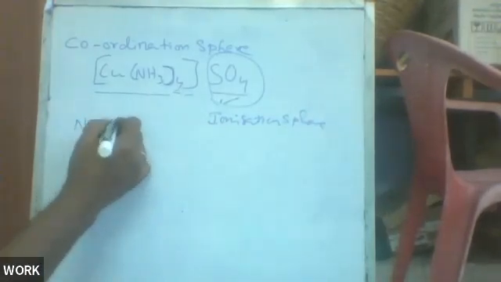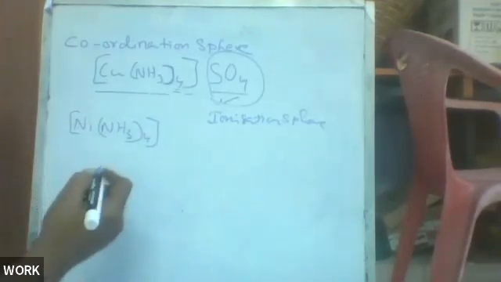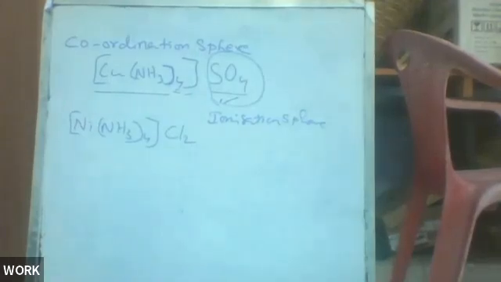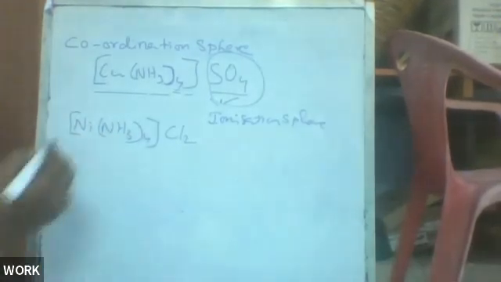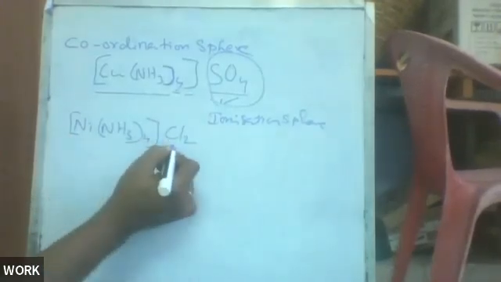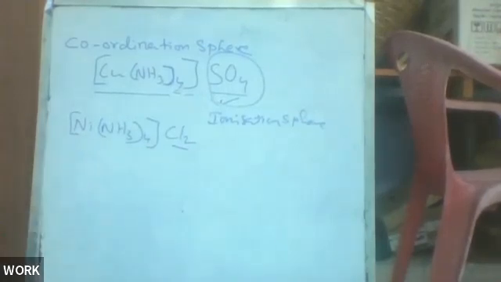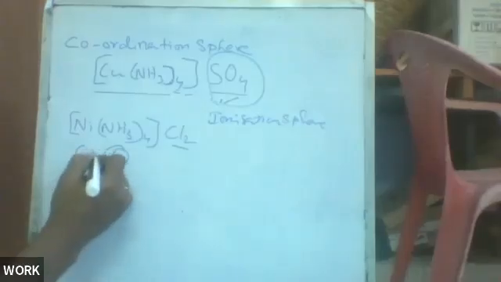Ni(NH3)4 Cl2. Now, if you look at this, what is the coordination number? Nickel is the central metal atom. This is the ionizable one, and then you have the neutral one, ammonia. So what is the coordination number? 4, sir. So the coordination number is 4.